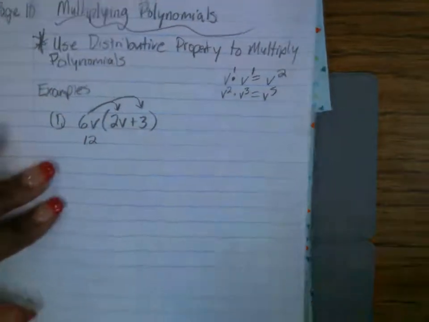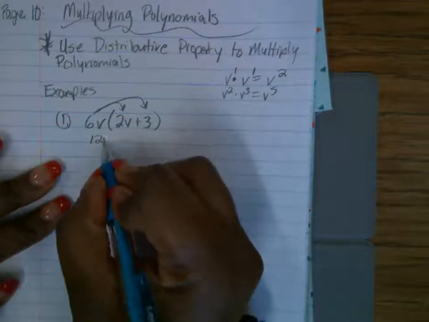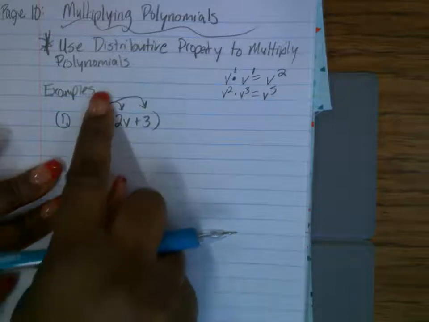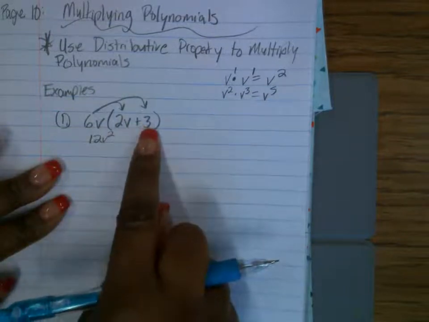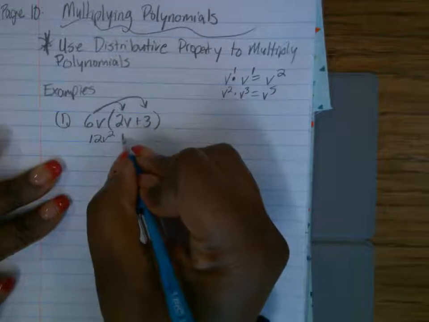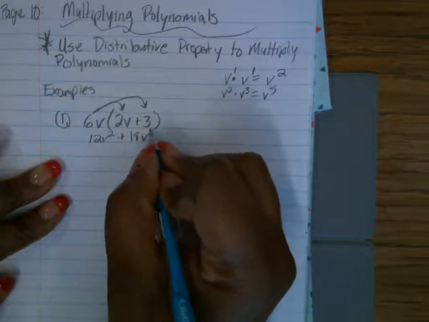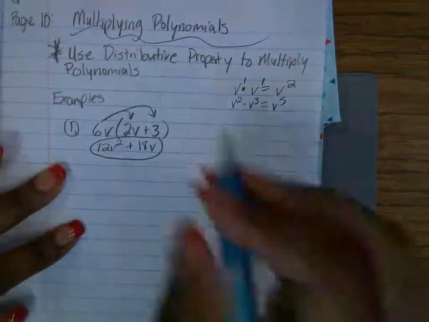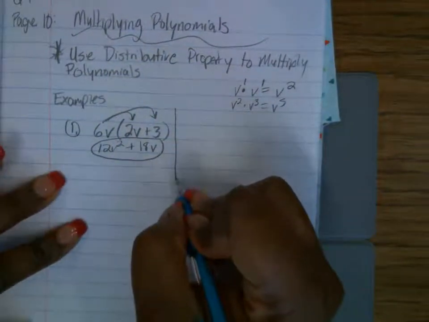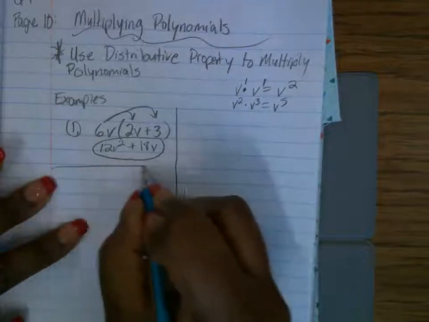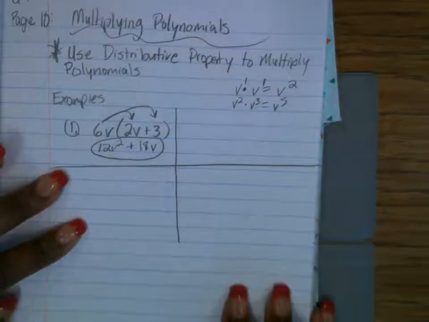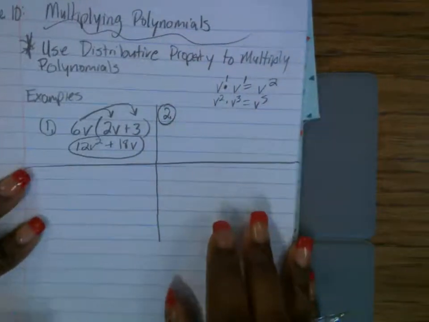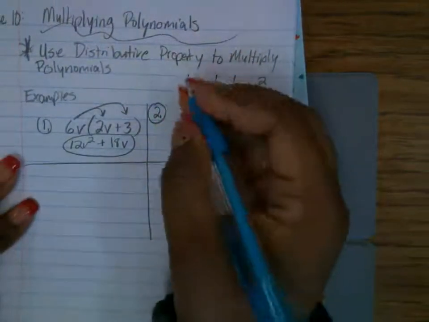Okay. So this gives you v second. Now we have 6v times a positive 3. And this gives me a positive 18v. And this is my answer. Any questions about that? Let's do number 2. If I'm going too fast, just let me know, okay?